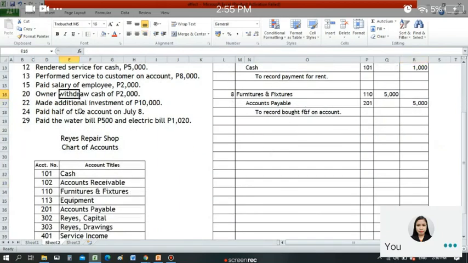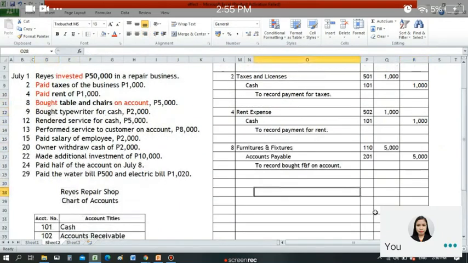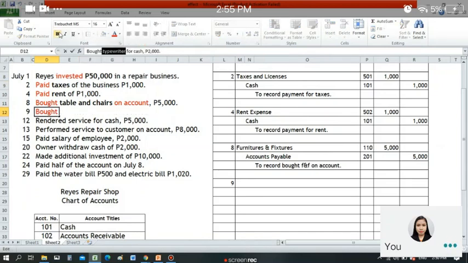Next, 9. So, on July 9, another space before the date. So, bought typewriter for cash. So, very simple. So, you bought a typewriter for cash. So, I highlight the word bought. So, meaning, nag-decrease ka na naman ng cash mo. And then, what did you buy? The typewriter. So, typewriter is the account to be debited.